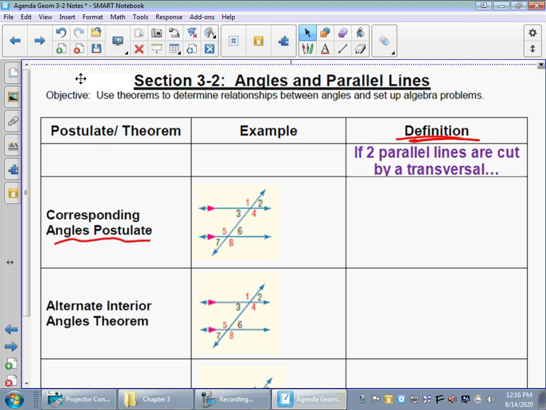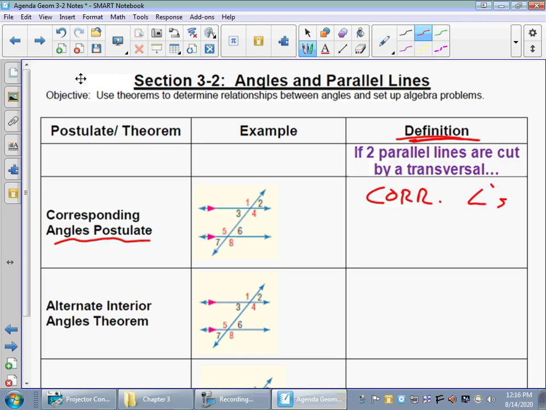So corresponding angles are congruent. That would tell you in our example here that angle 2 and angle 6 would be an example. They're corresponding angles, so they would be congruent. Angle 2 would be congruent to angle 6.